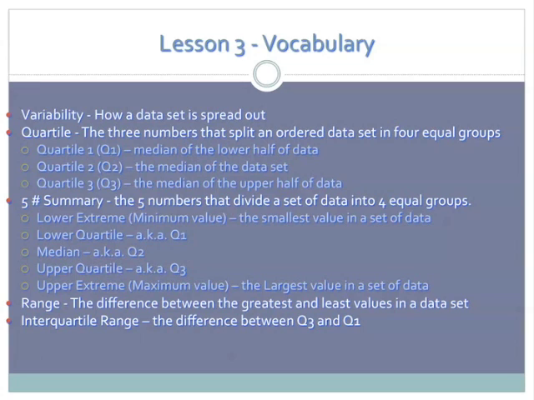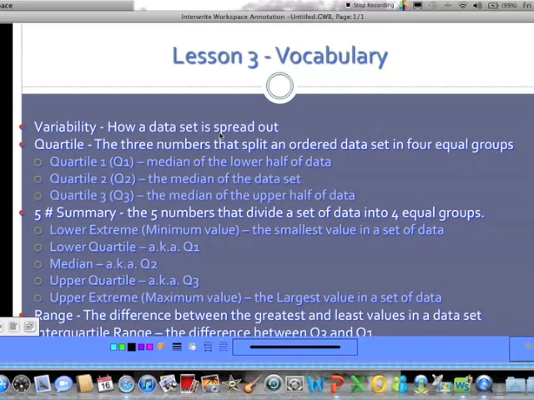First, we're going to start off with some vocabulary words. First, we have how data is spread out, and that is our variability. Now, you should be looking for spread out. That's where you should be filling in. Make sure you're following along.